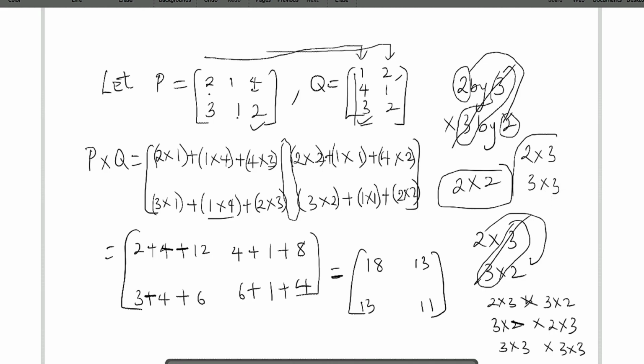So as I said before, that's how we do addition, subtraction, and multiplication of matrices.